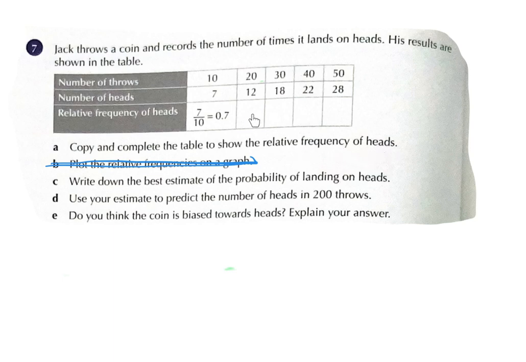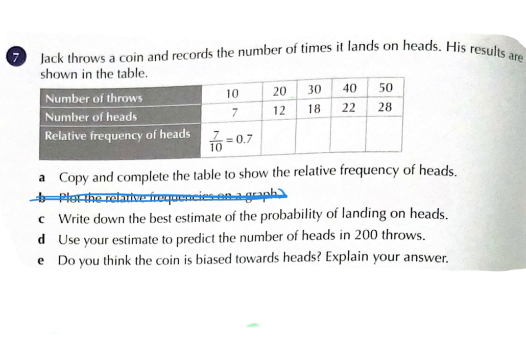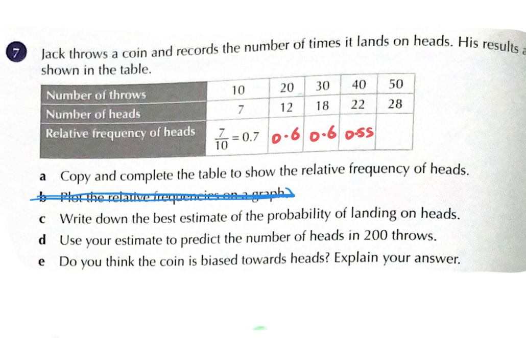Okay, can you solve A? 12 divided by 20. Yes, 12 divided by 20 is 0.6. Then 18 divided by 30 is 0.6. 22 divided by 40 is 0.55. 0.56. Okay, this is the answer for A.